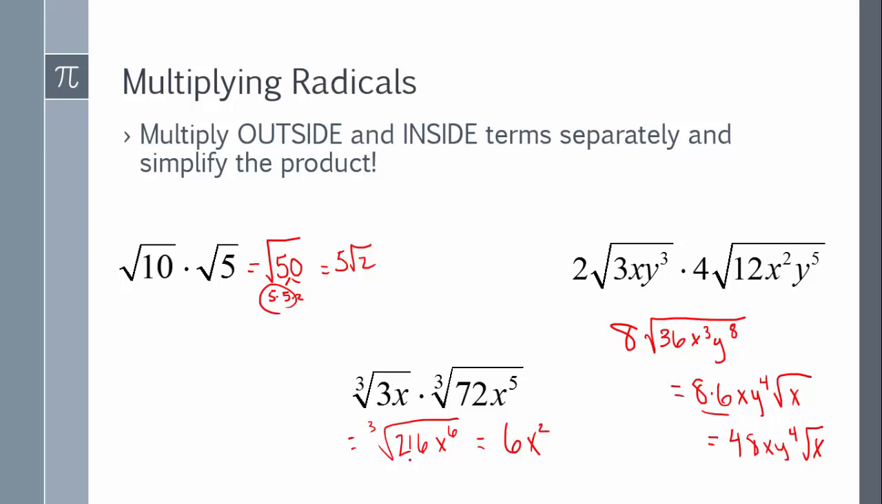Okay? When you have a perfect cube, just like we did in the last section, where everything comes out, that radical sign disappears. We would never write an empty radical. It would just be 6x squared. Okay? So again, the key idea is multiply your outsides and your insides separately and then simplify the one single radical that's left over as the product.